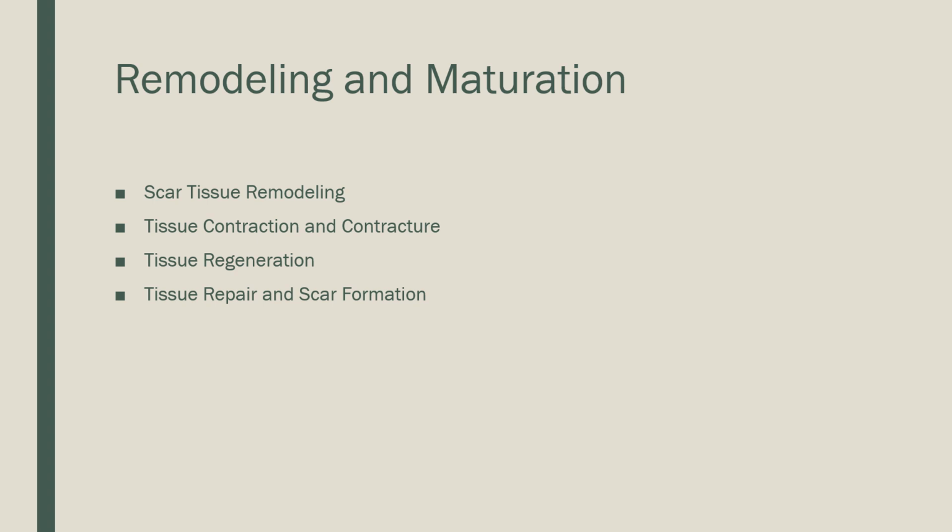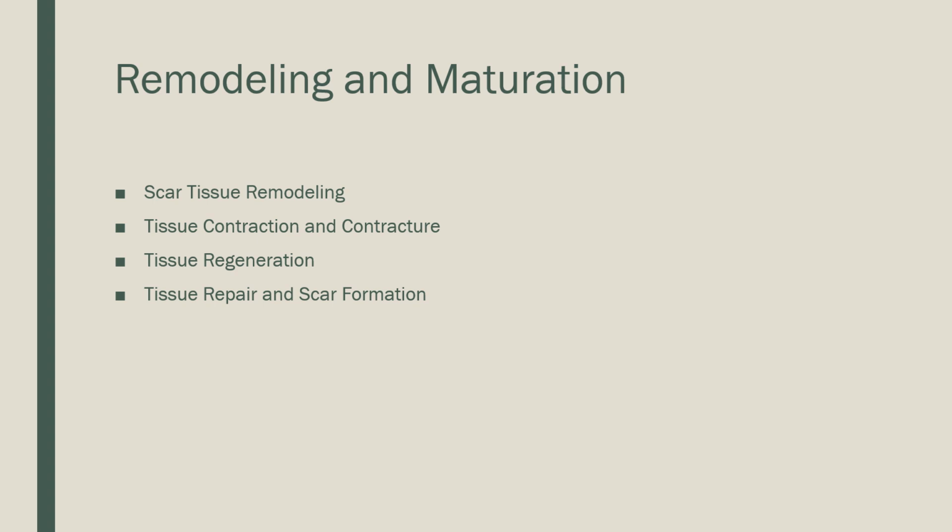This process occurs mainly through apoptosis, which is programmed cell death. The remodeling phase can last for years as collagen fibers are continuously broken down and rearranged to withstand stress. Over time, scar tissue becomes stronger and more relaxed and lighter in color.